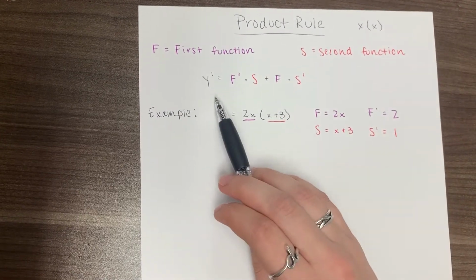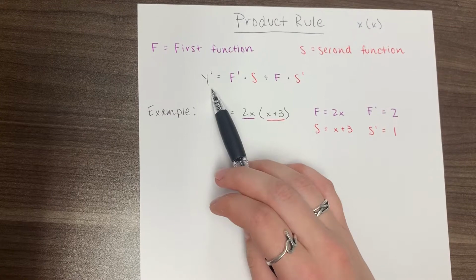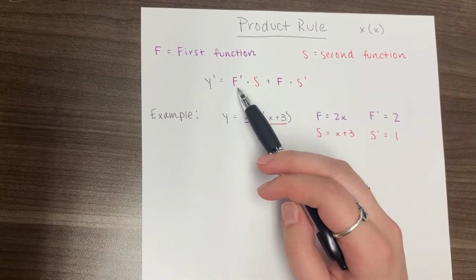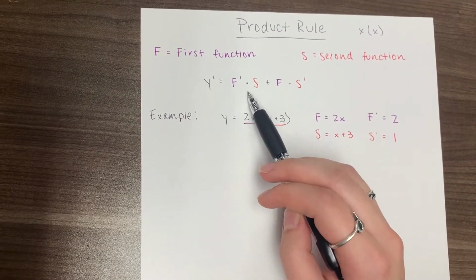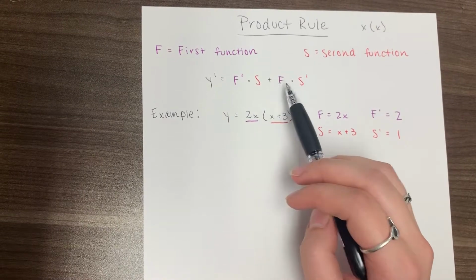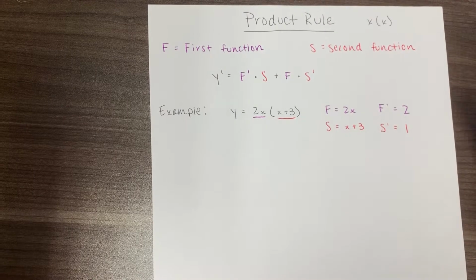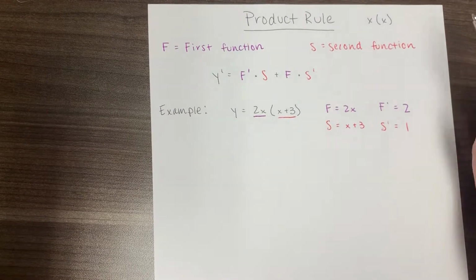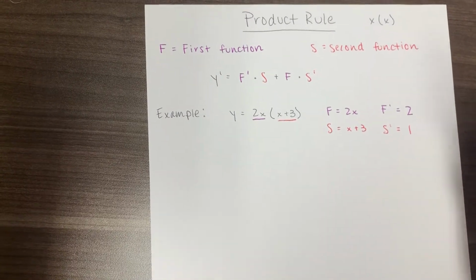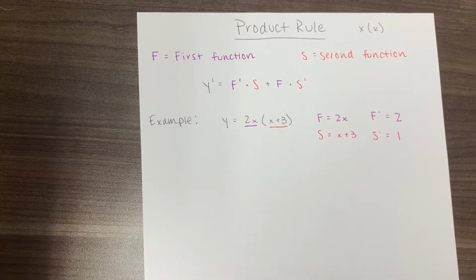So the equation for product rule, y prime, which is a derivative, equals the f prime times regular s plus regular f times the derivative of s, or the second function. So I did want to go through an example because it is a little bit complicated at the beginning.